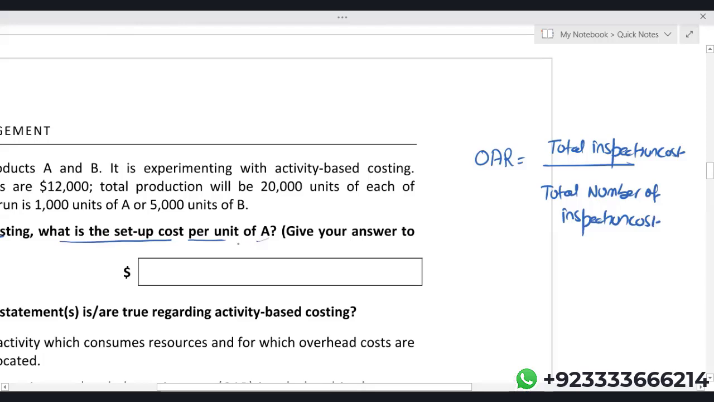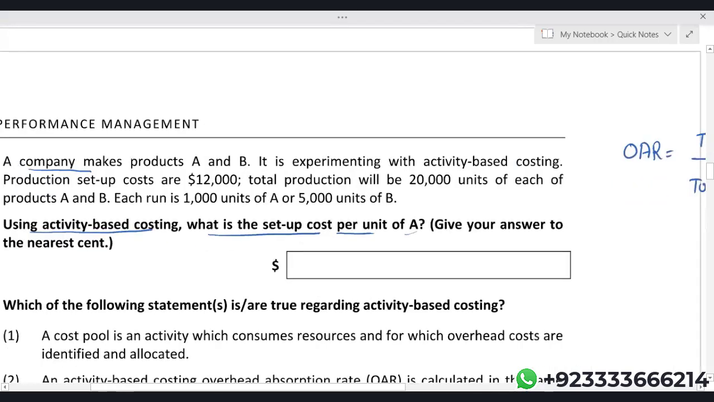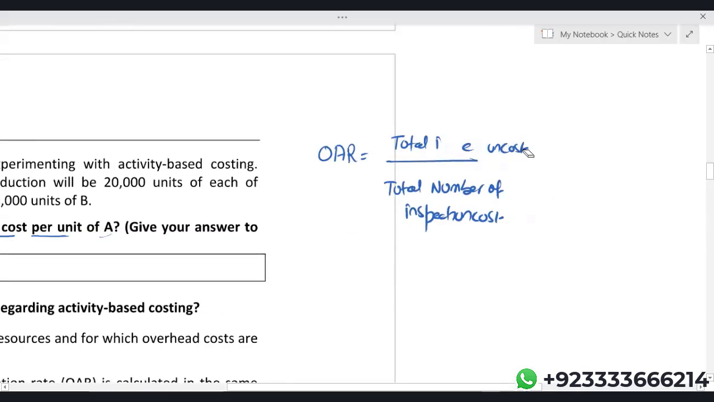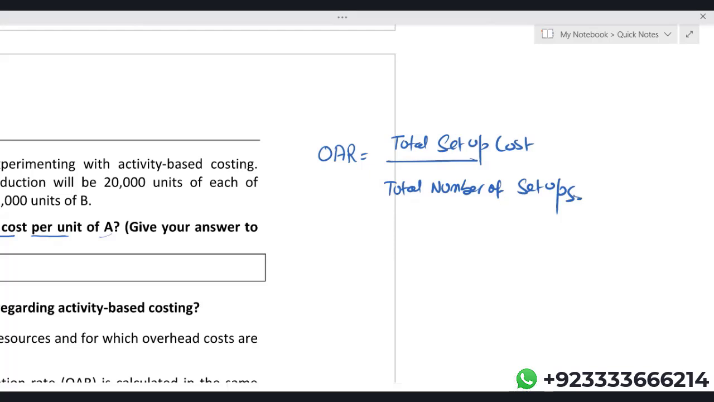Okay. We need to calculate. No, it's not about inspection. They're talking about setups. So total setup cost, no issue at all, total setup cost divided by total number of setups. So very easily we can calculate the overhead absorption rate. Total setup cost divided by total number of setups will give us per setup cost. Then what are we going to do?